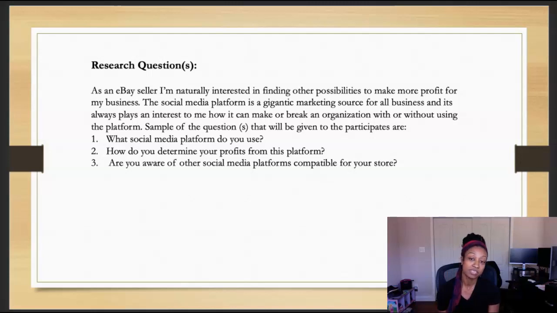Now, some of the sample questions that I'll be directing to my participants are: one, what social media platforms do they use? Two, how do they determine their profits from these platforms? And three, are they aware of their social media platforms' capability for their store?